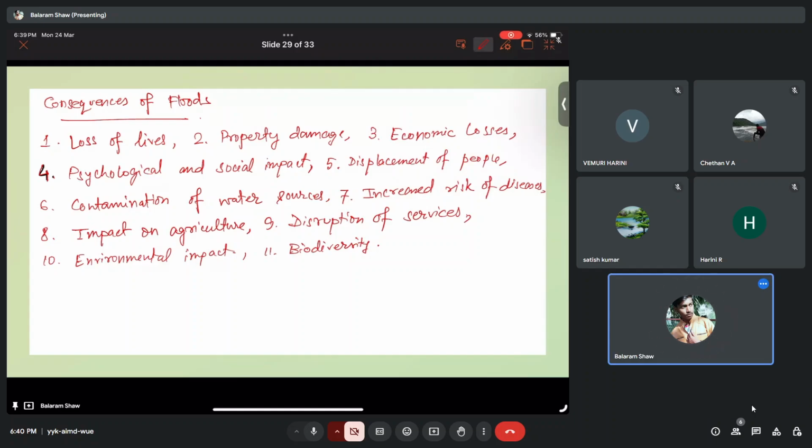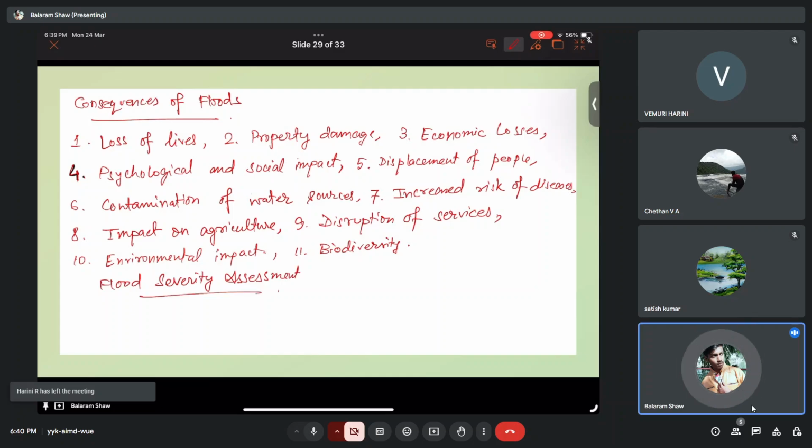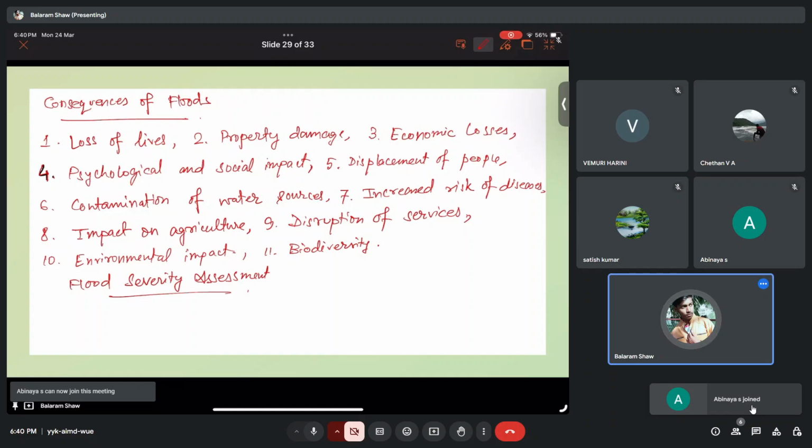Okay, now we move to the flood severity assessment. So till now we are clear with what floods are, how this flood can cause several havocs, what the reasons and causes for these floods are, and so on, right? So, flood severity assessment means what? How severe is the flood? We have to assess that. Based on that, the government officials or some of the decision makers can decide how they respond to these kinds of flood situations.